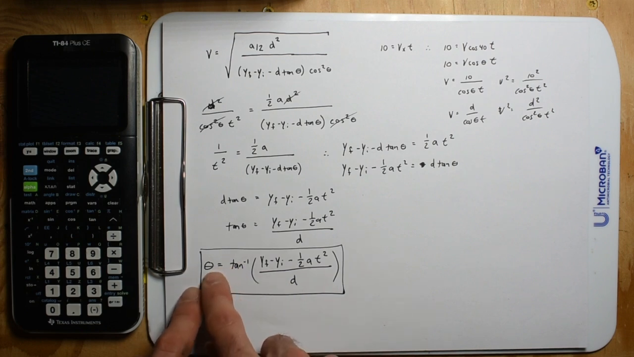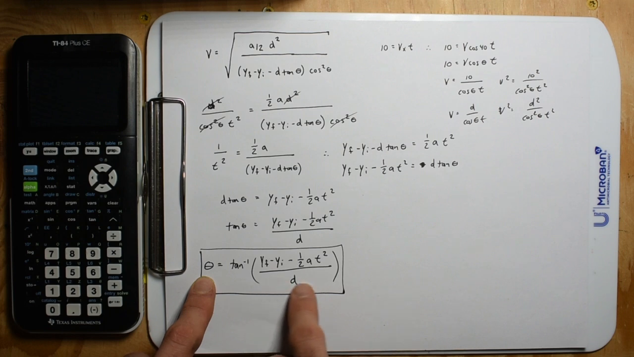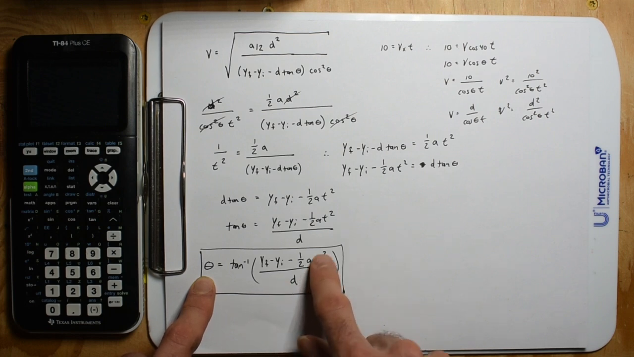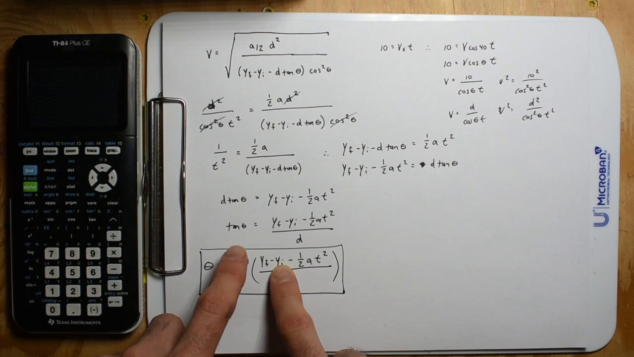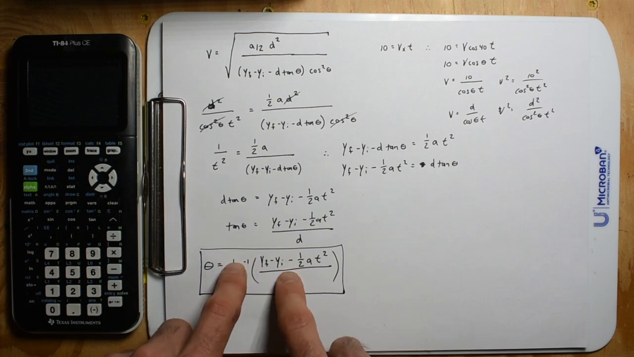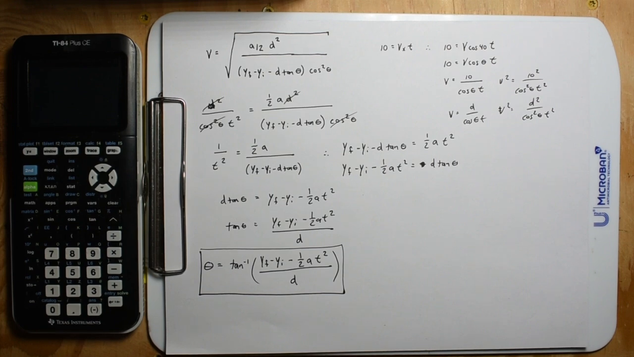And now I have a function for the angle where I can just throw in the distance away from the basket, the time it takes a shot to be made, and then the initial height of a basketball player, and then the height of the rim. Okay, let's get on with it.